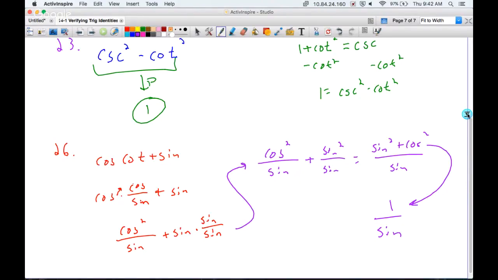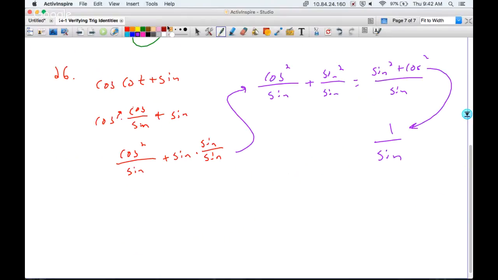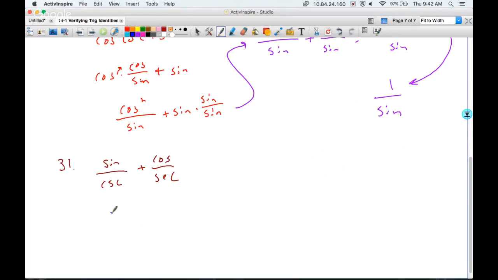Here's a real tricky one, number 31. I don't know if it's really tricky, but it looks kind of longer. All right. Sine over cosecant plus cosine over secant. Decompose into sine or cosine to start. And I'll have sine over 1 over sine plus cosine over 1 over cosine.